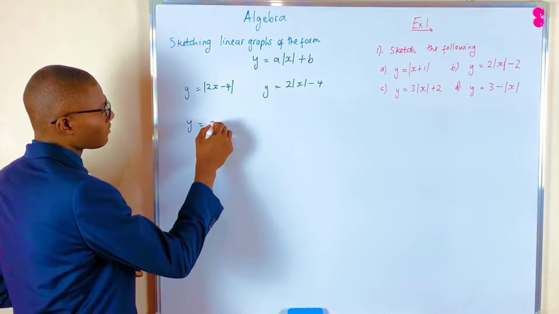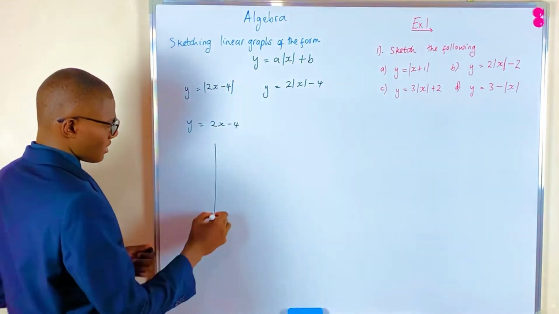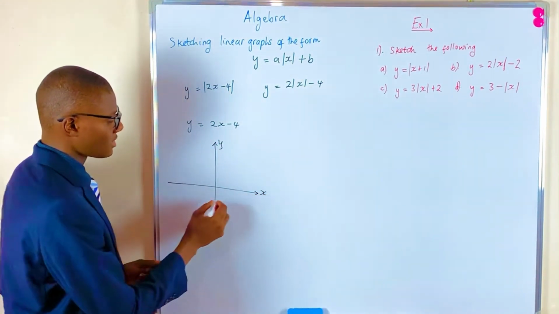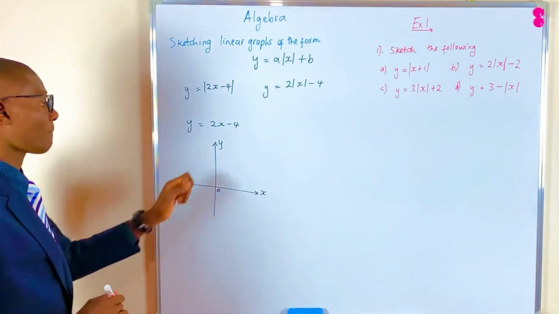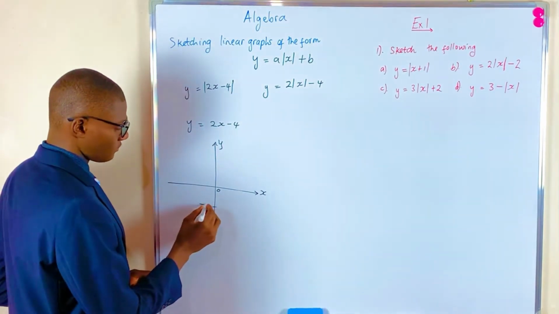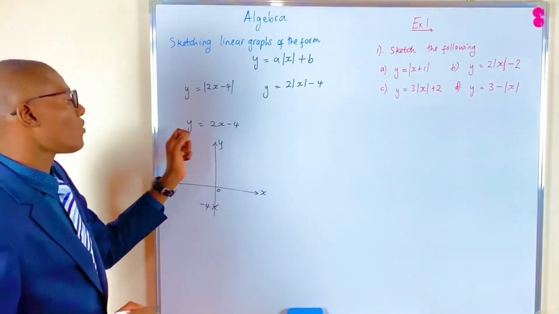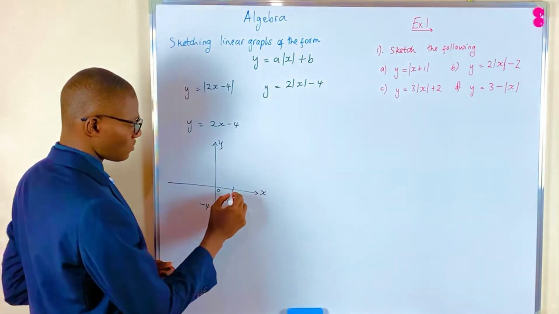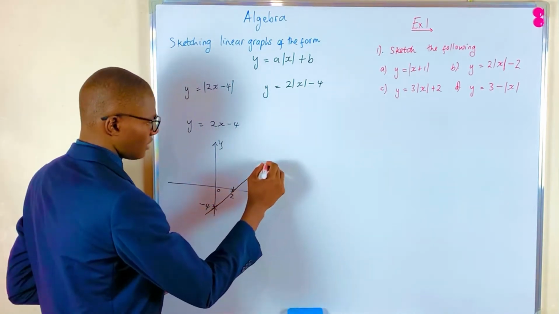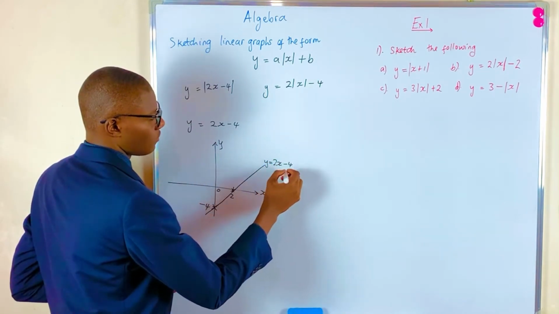Of course, for y is equal to modulus of 2x minus 4, we need to come up with the graph for y is equal to 2x minus 4. So this is the y-axis, this is the x-axis, then we've got a 0 there. When x is equal to 0, y is equal to minus 4, so we've got a minus 4 there. And when y is 0, x is equal to 2, so we've got a 2 somewhere there. So this would be like that. This is for y is equal to 2x minus 4.